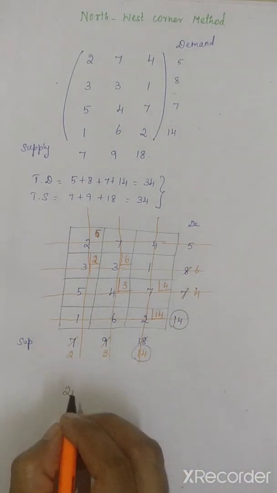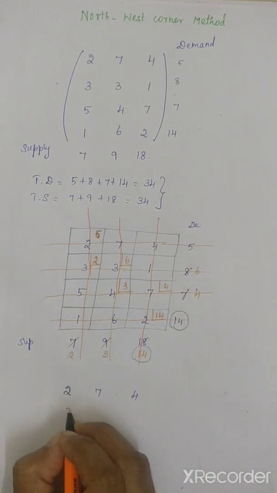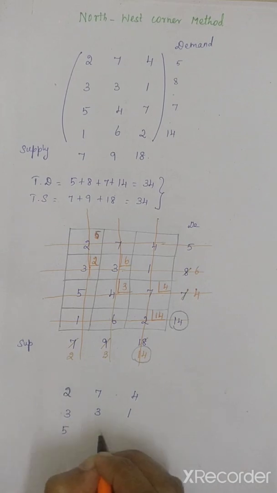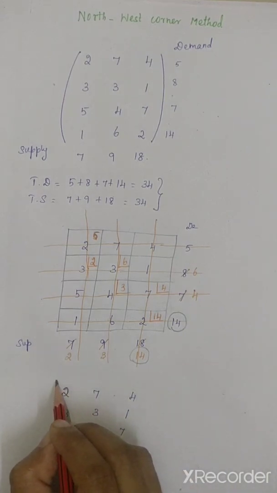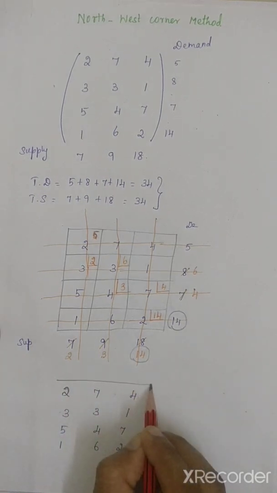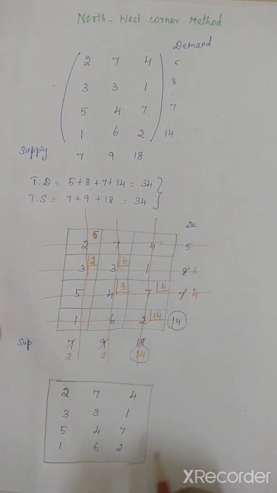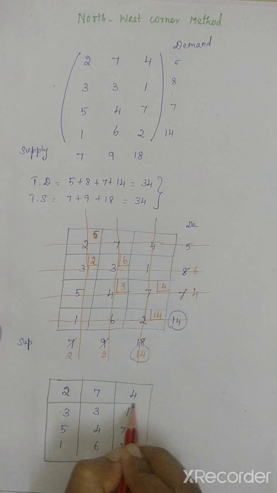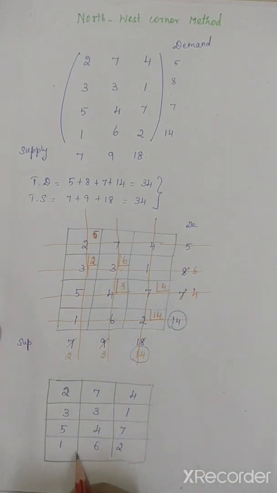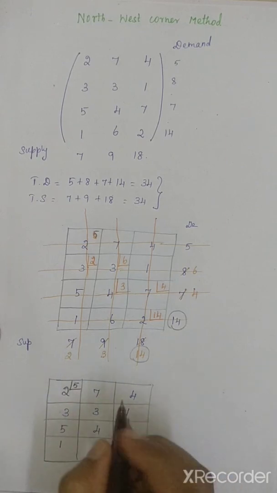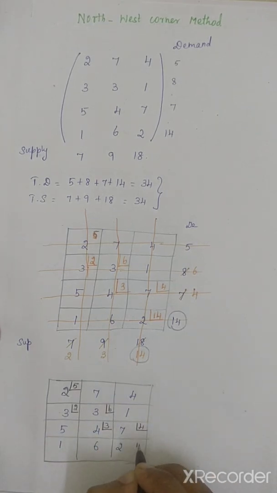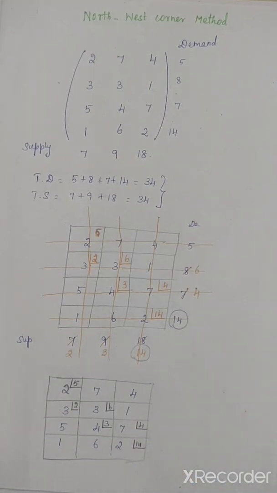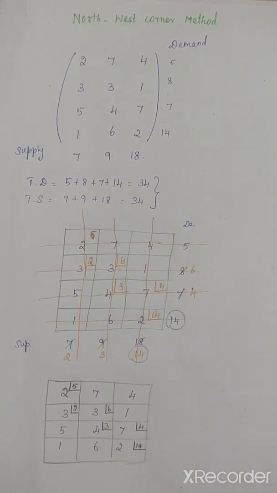2, 7, 4, 3, 3, 1, 5, 4, 7, 1, 6, 2. So this is your optimal solution.